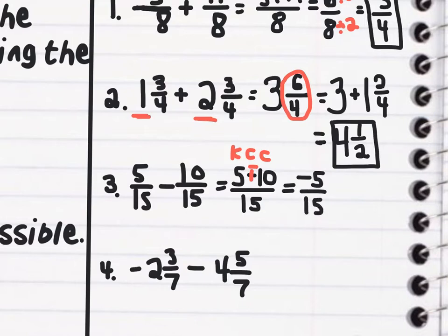And then we simplify. These two are both divisible by 5. Okay. And then our answer, simplified, will be -1/3. In that simplest form.